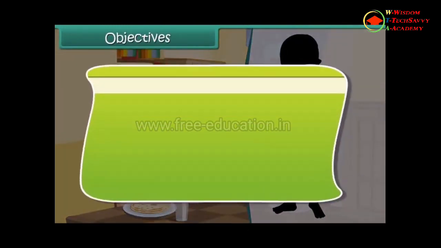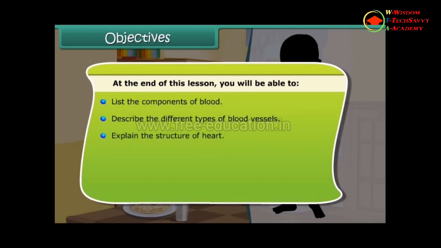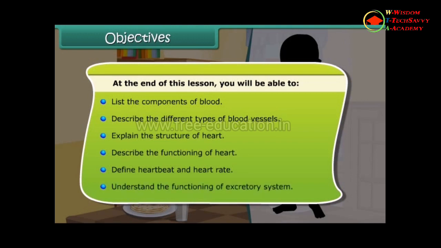Objectives. At the end of this lesson, you'll be able to list the components of blood, describe the different types of blood vessels, explain the structure of heart, describe the functioning of heart, define heartbeat and heart rate, and understand the functioning of excretory system.